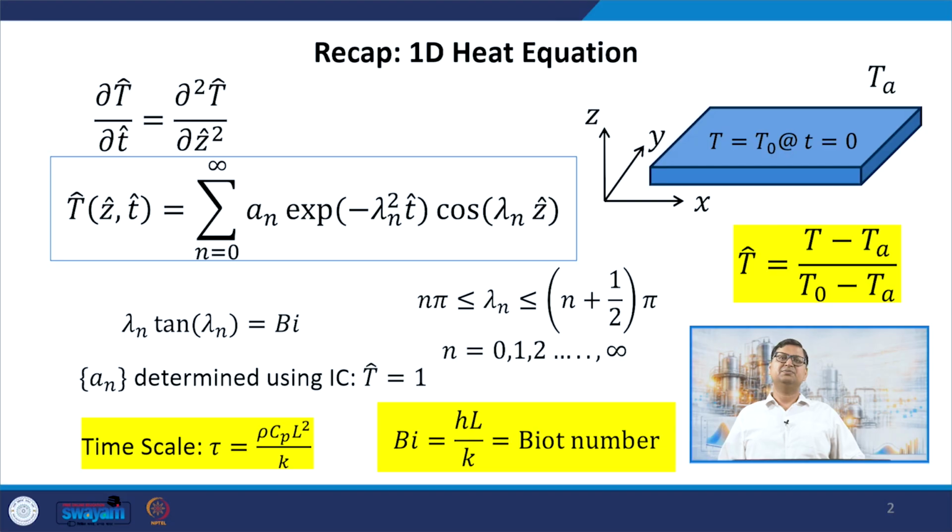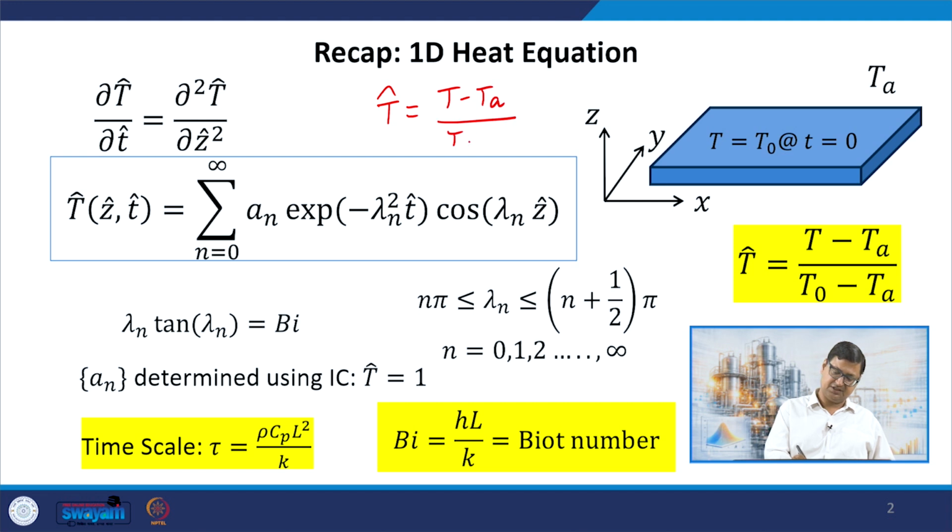So, this is a quick recap of what we have been discussing. We started with a slab that is at the beginning at some temperature T naught, which can be much hotter than the ambient temperature TA or much cooler, but just for the sake of saying, let us say it is hotter to begin with. The answer will not change if it is the other way around. So, we defined a dimensionless temperature, T cap, as T minus TA by T naught minus TA, so that it always starts from 1 at time t equal to 0 and goes to 0 at infinite time.